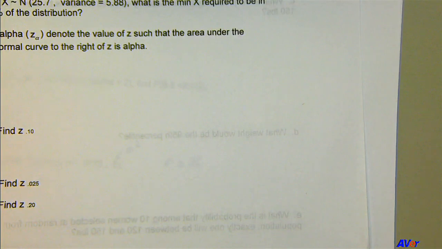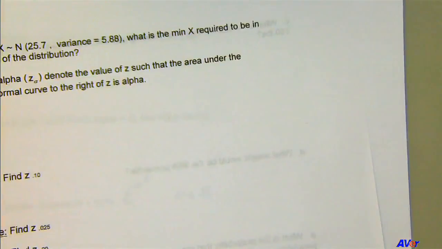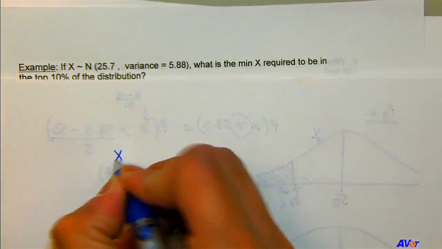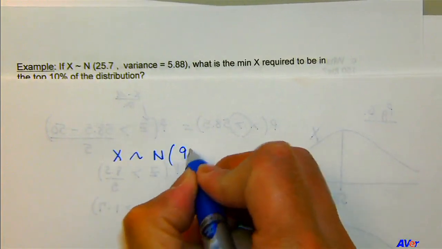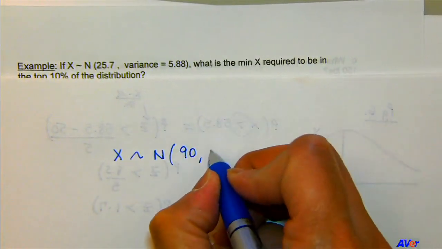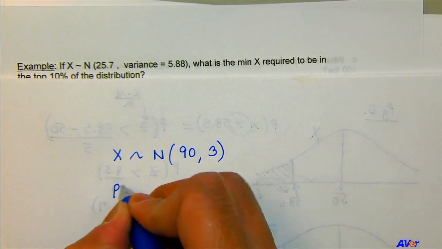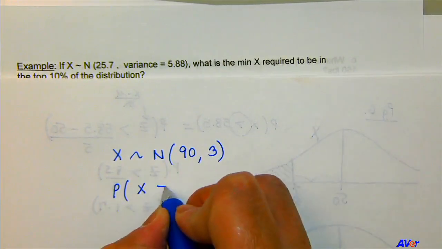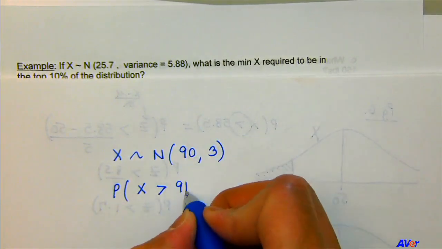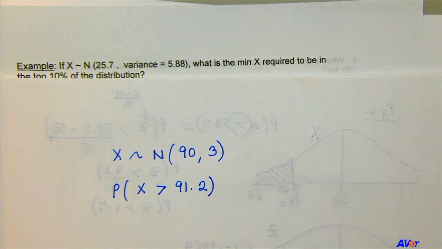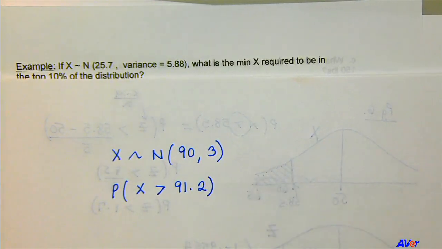What if it's greater than? So let's do a problem like that. I'll do it on the calculator. So let's say the question says x is normal with mean 90 and variance 3. Find the probability that x is greater than 91.2. Let's do it on the calculator.